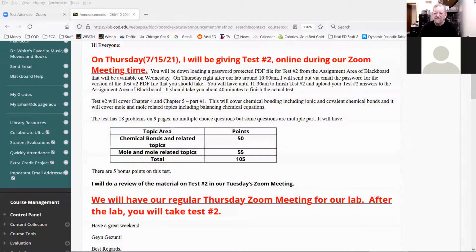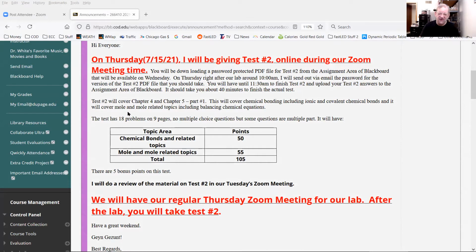All right, important things. This Thursday, after the lab, I will be giving test number 2. You should have all seen, but let me show you. Thumbs up, people. Do you see on Thursday on your screen? Thank you. On Thursday, I'll be giving test number 2 online, just like test number 1. You'll download a PDF file for test number 2 from the assignment area. It will be available Wednesday.